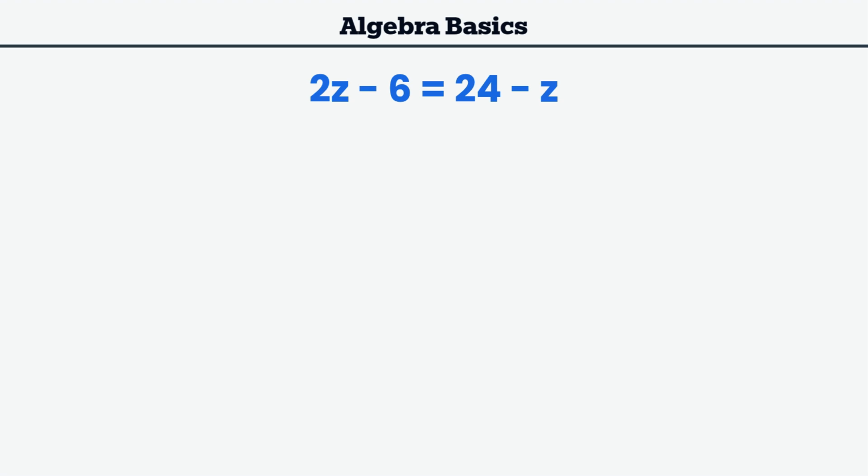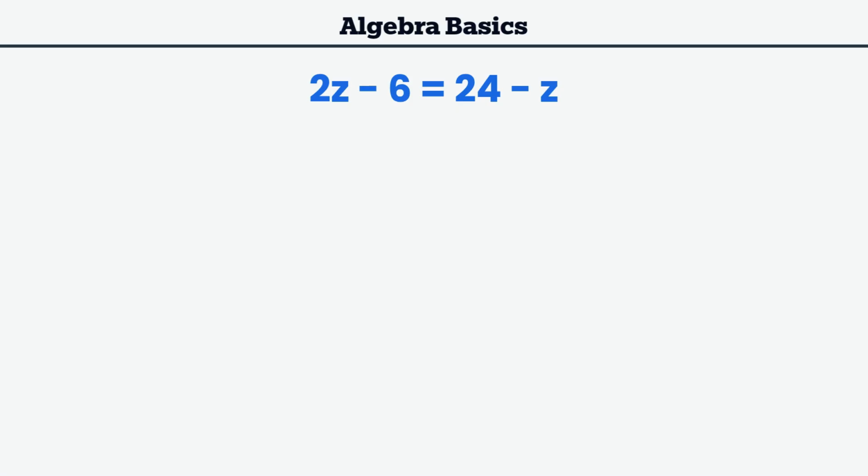Hey there, here is another equation for us to solve, nice and steady. We have 2z minus 6 equals 24 minus z. This one has variables on both sides, but don't worry, we will handle it step by step.